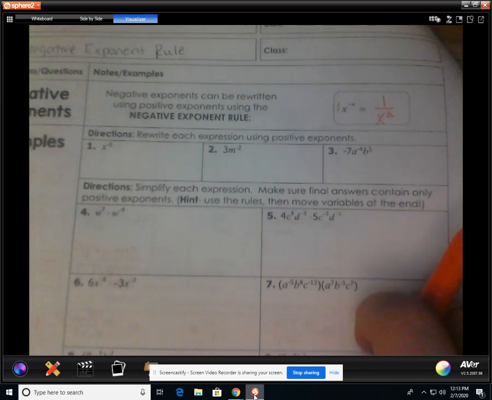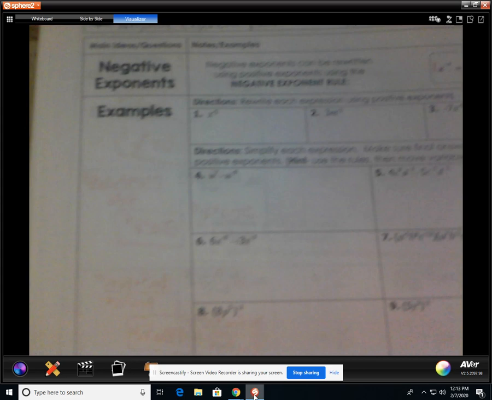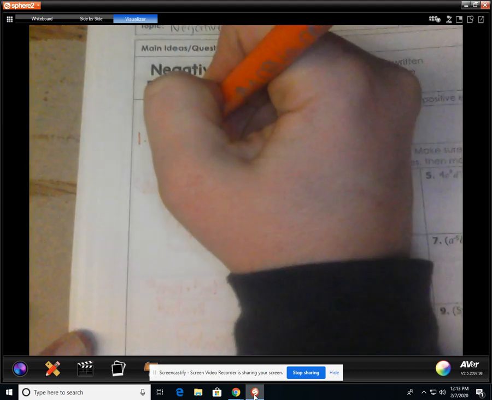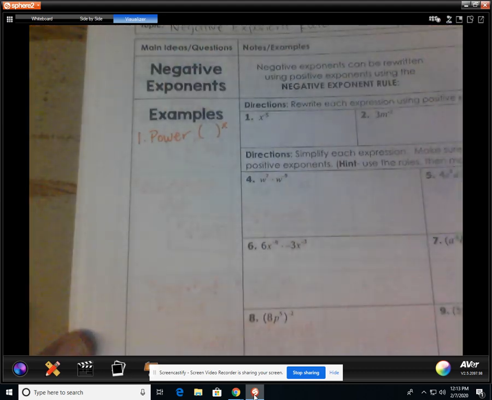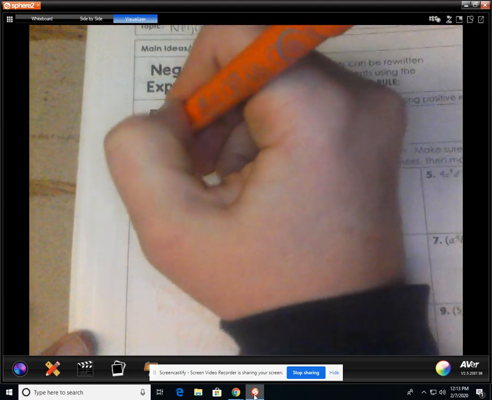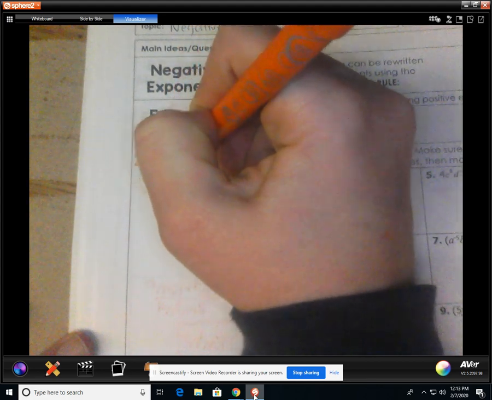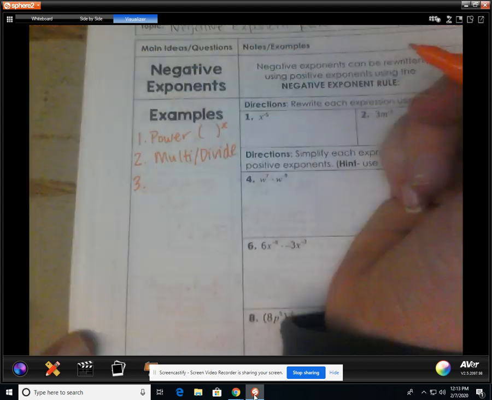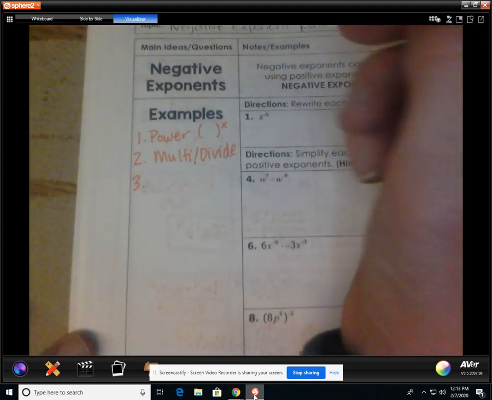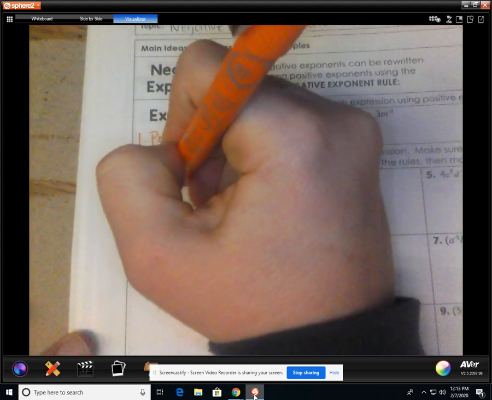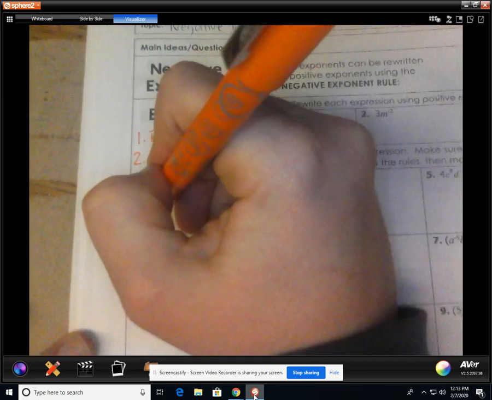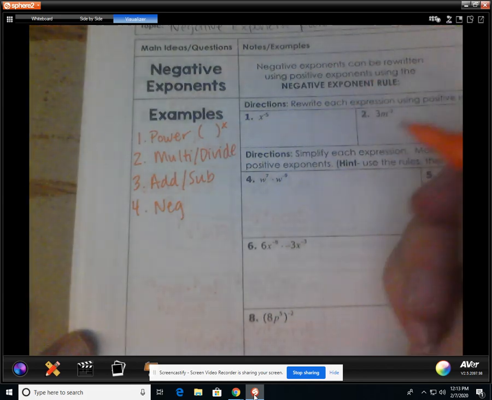So I think today I'm going to do odds, but before we do this, I'm going to give you the order here. The first thing you're going to do is the power rule. Remember, that's where you have some exponent on the outside. The second thing you're going to do is multiply or divide. The third thing you're going to do is add or subtract. And the last step for today is to take care of the negative.